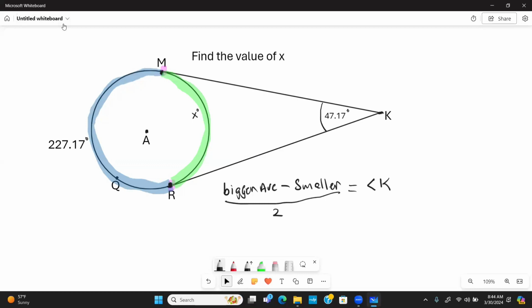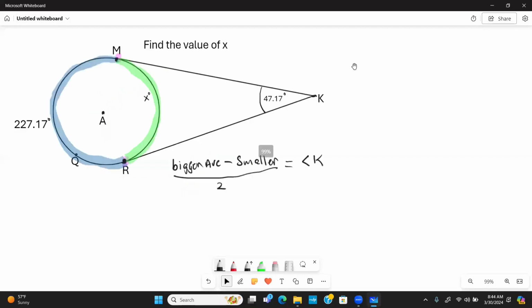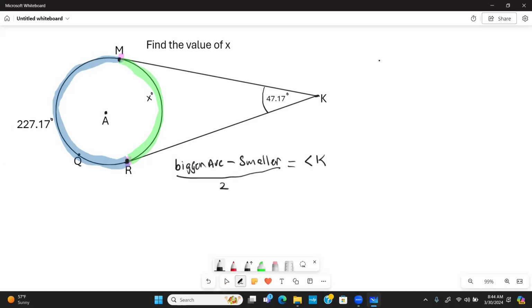So basically what we want to do is we could just put in the values. The bigger arc is MQR, which is 227.17. We're going to subtract the smaller arc, which has a value of x. Divide this by 2, and it should equal 47.17.